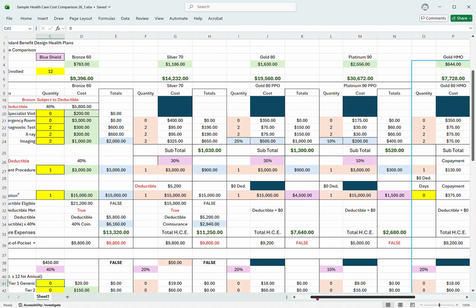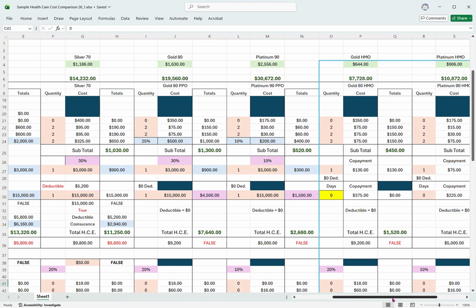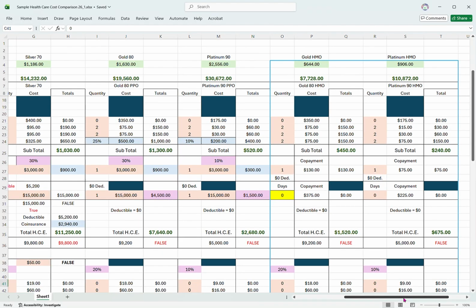The gold and platinum plans have no deductible, so it is a straight coinsurance. So the gold plan is $4,500 and the platinum plan is $1,500. Now, this is where the HMO plans differ slightly in that they do not use coinsurance for hospitalization, but they have a co-payment for the number of days that you're in the hospital. So you will need to put in a specific quantity, days, to come up with the price.